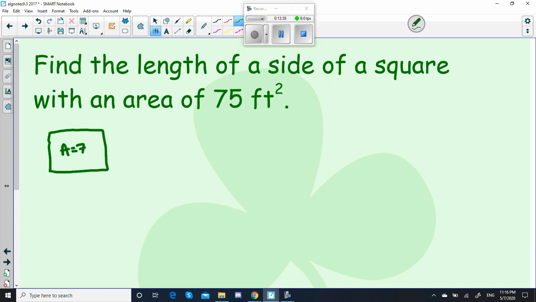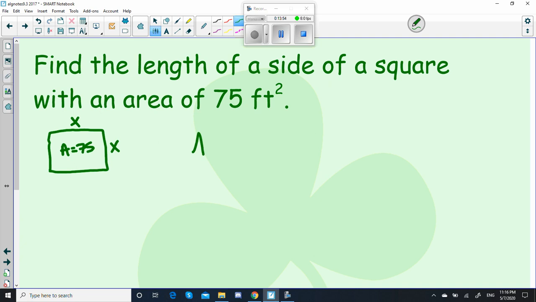And we know that the area is 75 feet squared. So since these are both the same, I'm going to call them both x. So x times x equals 75. And you could call them s for side if you wanted. I'm going to call them x. Sometimes my s's look like 5, so I try to stay away from s if I can.